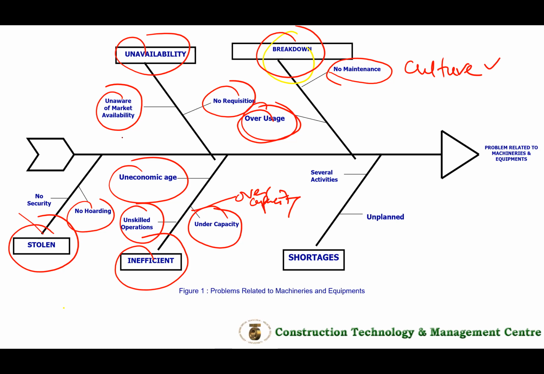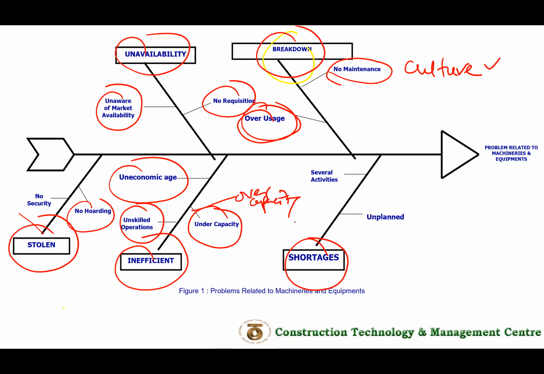Uneconomic age. Uneconomic age means everything that we buy, including our handphone, can last only how many years? Similarly, machinery is also like that. In the old days, normally the calculation for machinery was around 5 years, because 5 years is the optimum period where machinery is still efficient. After that, because of issues with the engine and whatnot, the machinery might not perform efficiently. Okay, that is the issue.